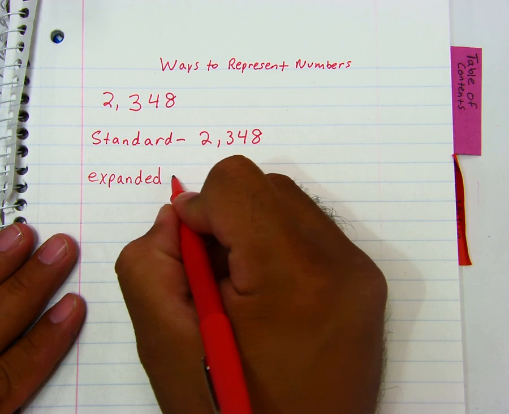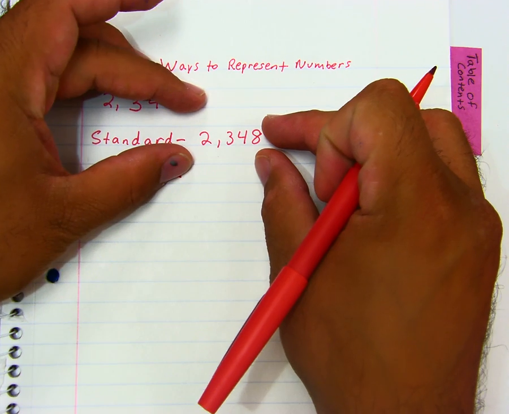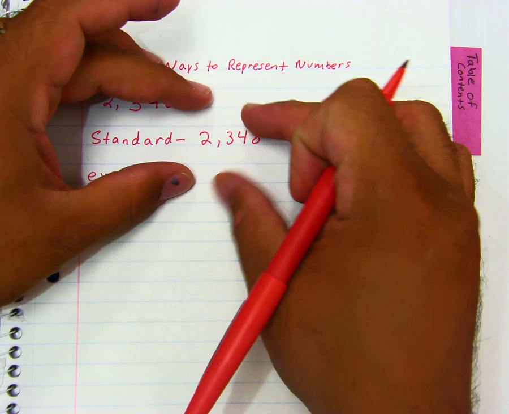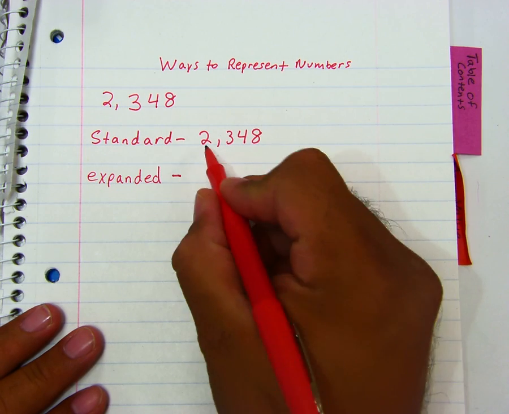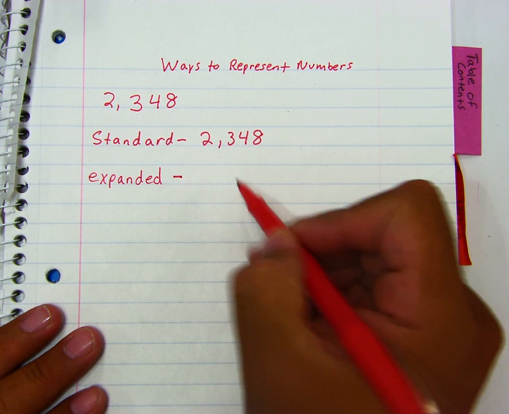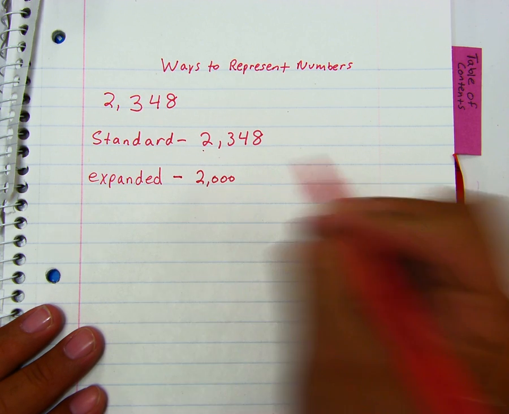So this is expanded form. Now, in expanded form, all we're going to do is take that number, the standard number, and stretch it out. We're going to write down each of its values, the value of each digit. So first we're going to take that 2. How much is that 2 worth? That 2 is worth 2,000.